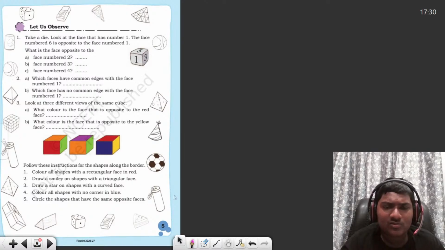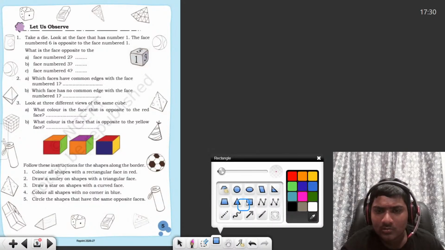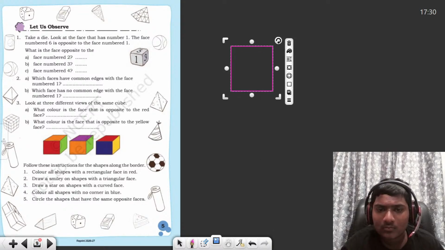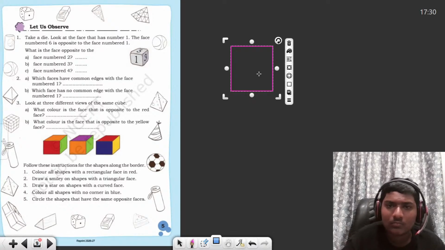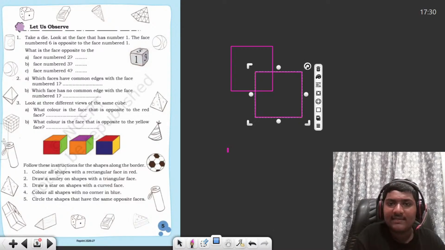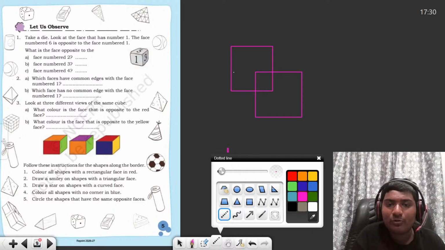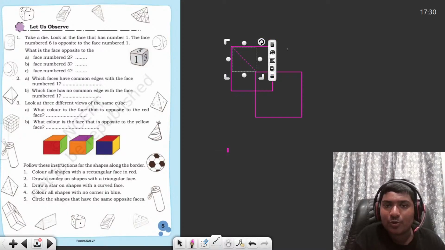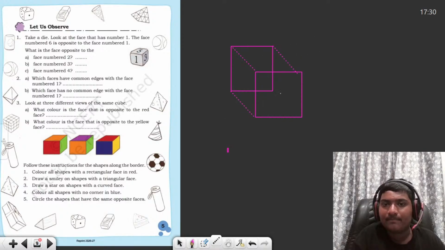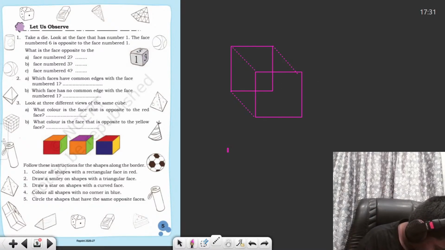Now let us observe. Take a die, look at the face. So how is the die? How does a die look, children? Let me know. Yes, draw again. You have to start drawing the cube again because a die looks the same as a cube. Okay. Yes, children.